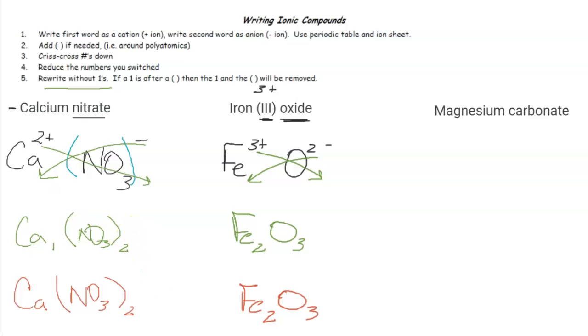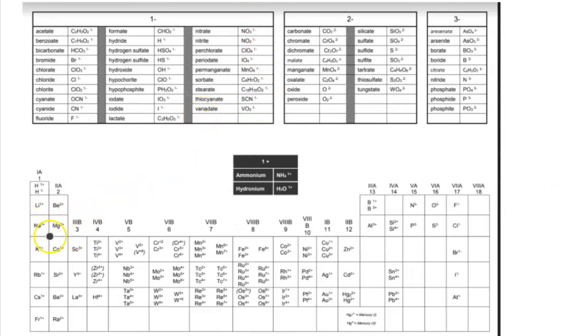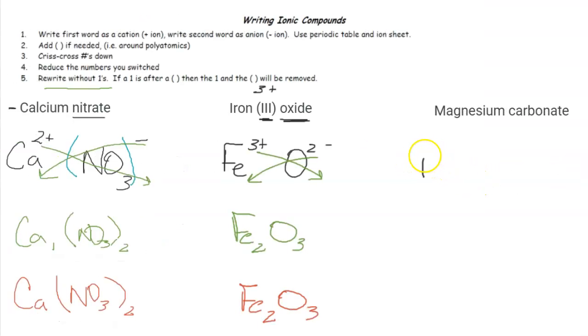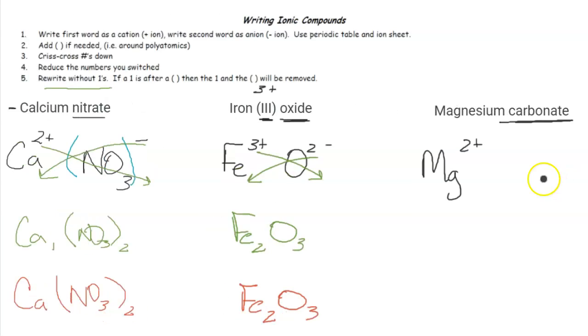For the final example on our review, I'm going to work through this example, magnesium carbonate. When I look at my periodic table, I see that magnesium is down here with a 2 charge. So I write magnesium, and I show its charge as 2+, and then I have to find carbonate on my list of ions. So I look for carbonate. Carbonate is located right here. It's a CO3 with a 2- charge. So I write that formula, CO3 with a 2- charge.